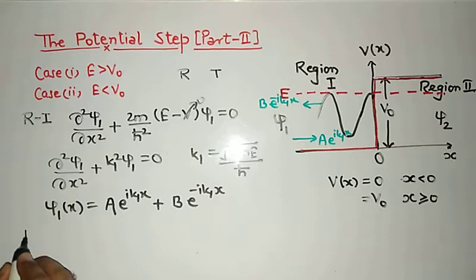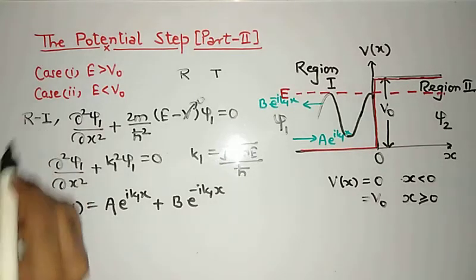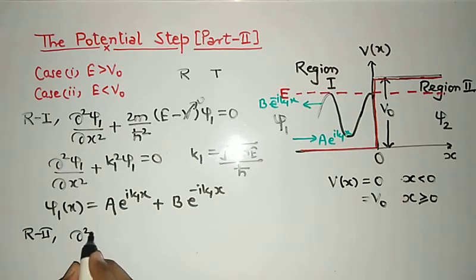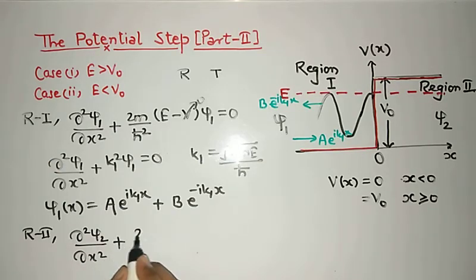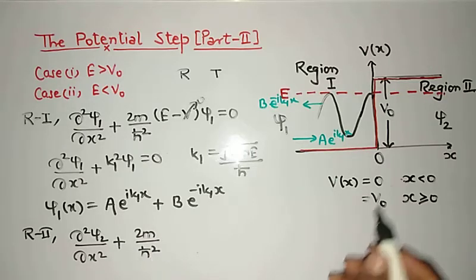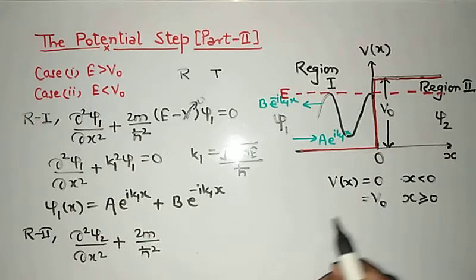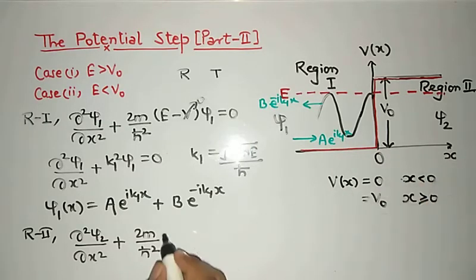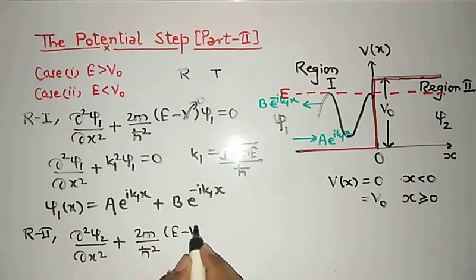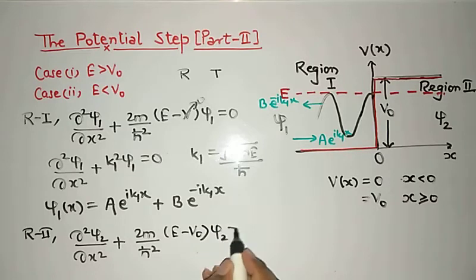Now same for region second. For region second, del square psi 2 upon del x square plus 2m upon h cut square. Here this is V naught for region second, so we will write E minus V naught, psi 2 is equal to 0.